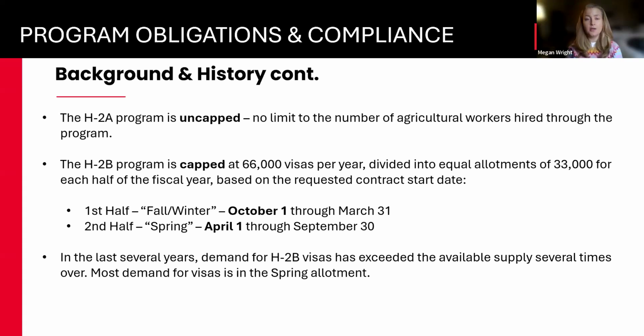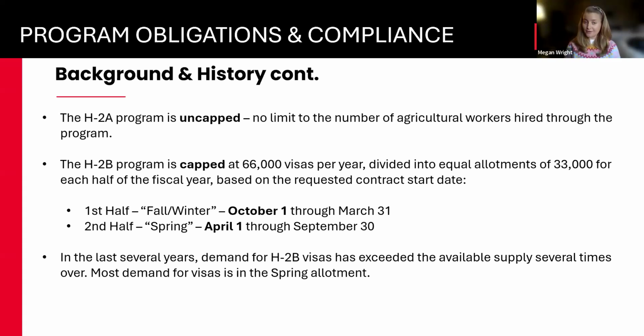But the nuts and bolts of that really come down to the fact that the H-2B program follows the government fiscal year, which of course runs October 1st through September 30th. The overarching amount of H-2B visas allocated each government fiscal year is just 66,000. And that 66,000 in turn is split into two halves of the fiscal year, depending on contract start dates.